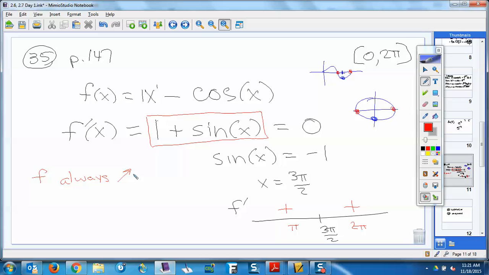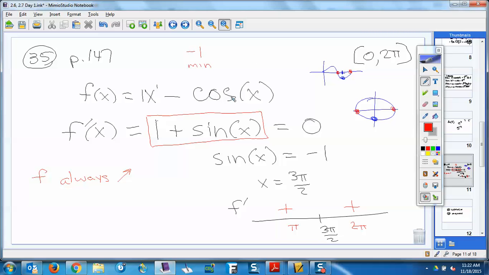Now, it did say, find the max and min values of f. So what does that mean they're asking for? The inputs or the outputs? They want the outputs. When they say where is the max and min, they want the input x. But if it says find the max and min value of f, it means the output. So you would have to plug 0 into the original. So 0 minus cosine 0. What's cosine 0? 1. So 0 minus 1 would be -1. That'd be your min value.